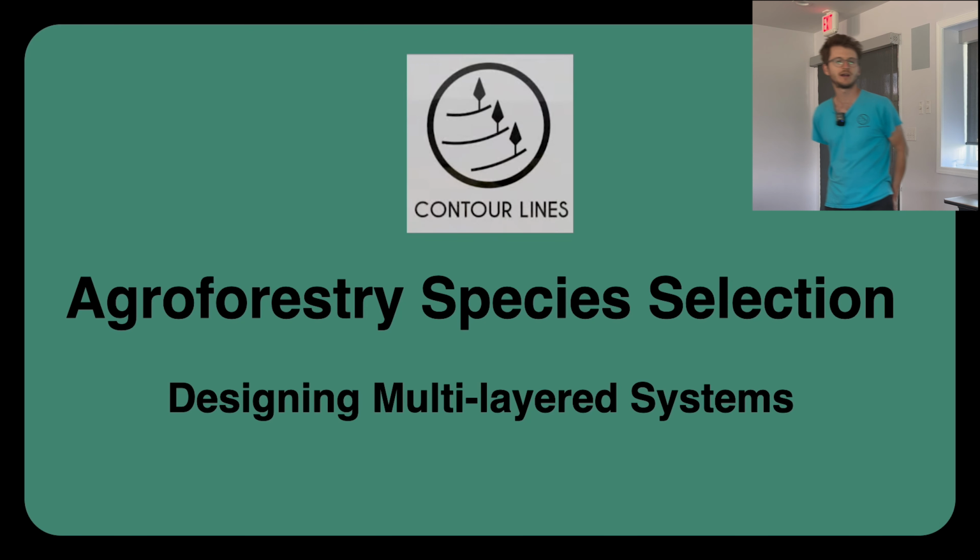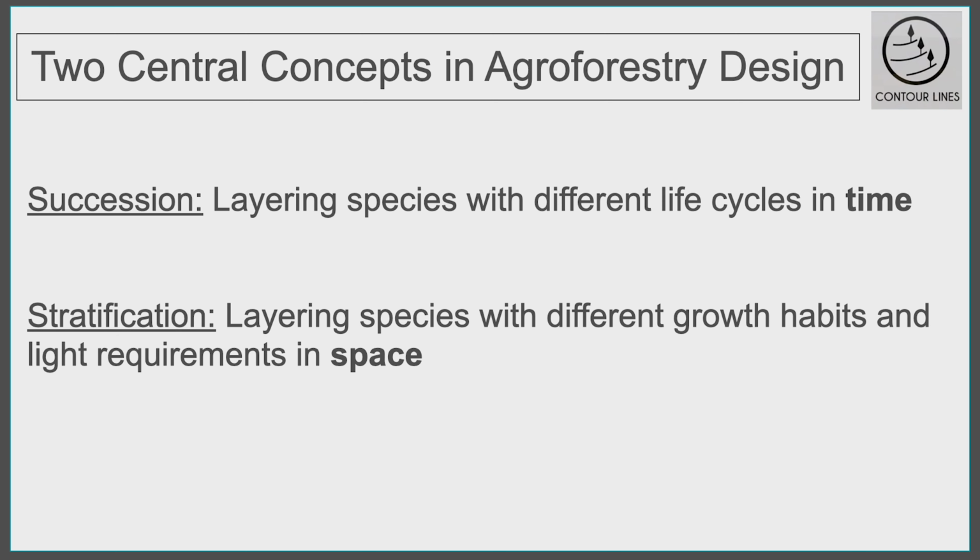Yeah, a lot of this will piggyback off of what we were talking about up there with the different patterning of the species, like what to plant next to what, and how to design multi-layered systems. There's two main concepts you can have in your left and right pocket when thinking about agroforestry design. One is succession, which is layering different species in time.